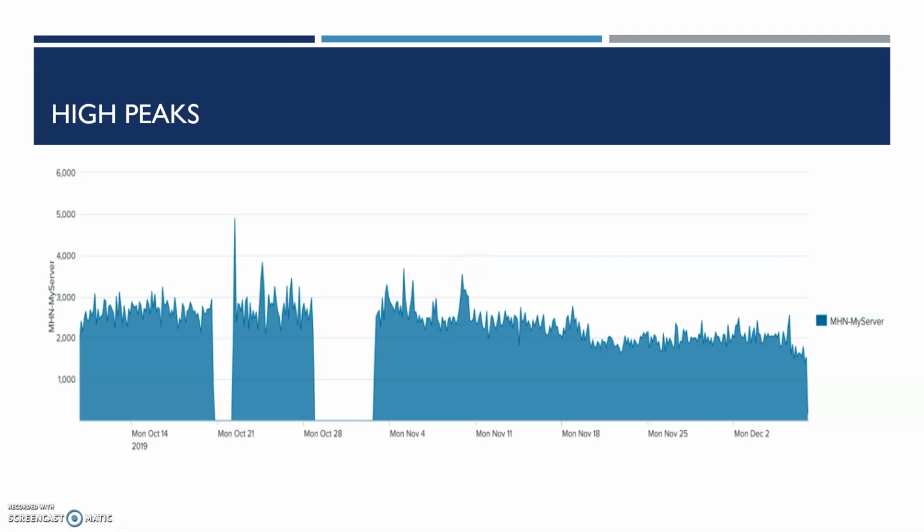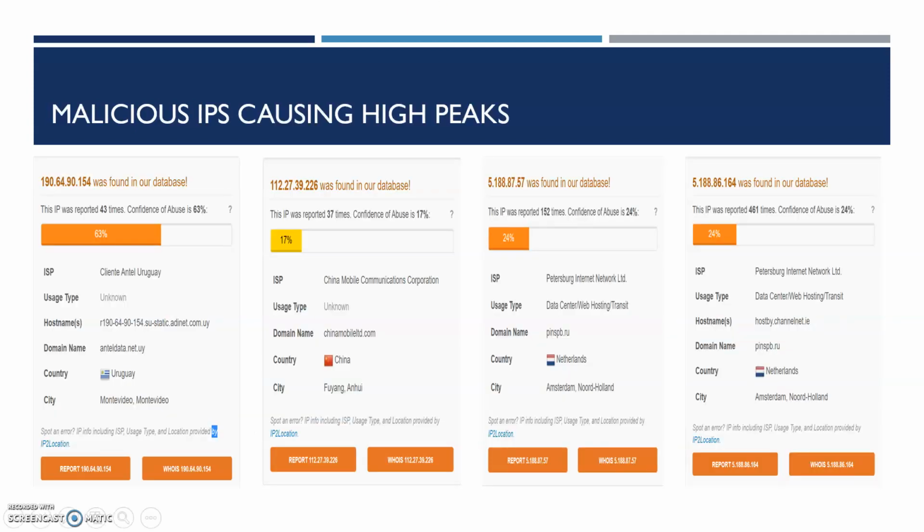Now these high peaks were caused by different IP addresses, which I looked up on AbuseIPDB to see if they were suspicious, and these are the results. As you can see here, the first IP is from Uruguay. It was reported 43 times with a 63% abuse rate. The second one has been reported 37 times. The third one, 152 times, and the fourth one, 461 times. These are IPs that have previously been reported for malicious activities.